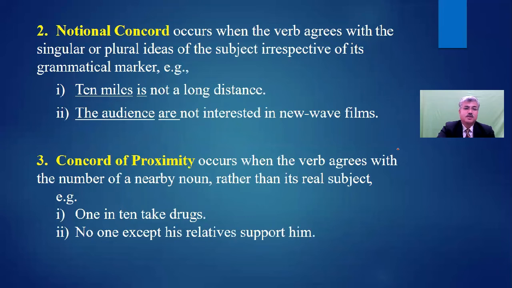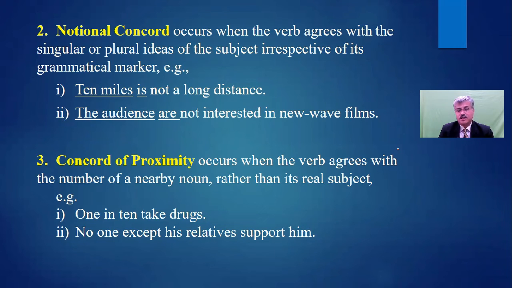The second type of concord is notional concord. It occurs when the verb agrees with the singular or plural idea of the subject, irrespective of its grammatical marker. For example, 10 miles is not a long distance. The audience are not interested in new wave films. So it is notional concord.